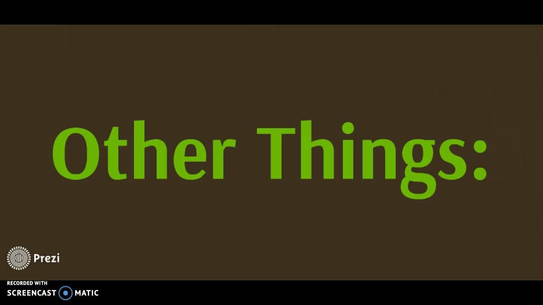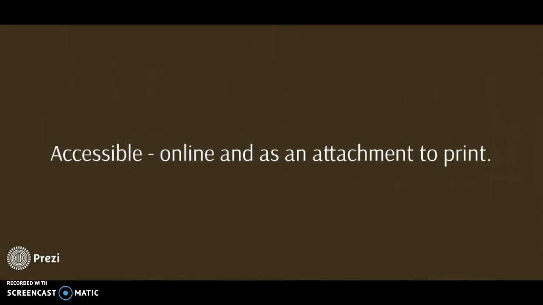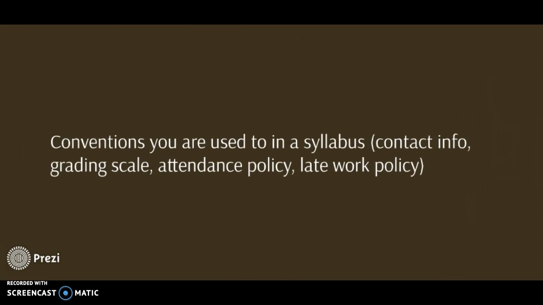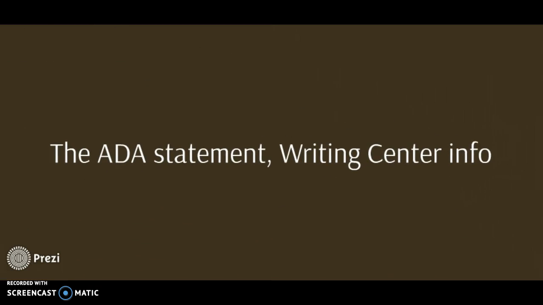Some more things I think about. Accessible. I have this online and as an attachment to print. Obviously, this is an online class, so it needs to be available to you, but some of you might prefer a print version. Conventions that you were used to in a syllabus, right? You've been dealing with a lot of syllabuses over your college career. So I need to make sure that I include things like contact info, grading scale, attendance policy, late work policy. I also want to make sure that I have the ADA statement and Writing Center info.